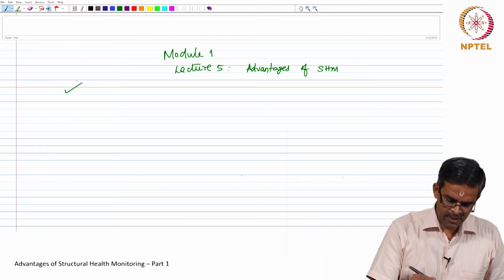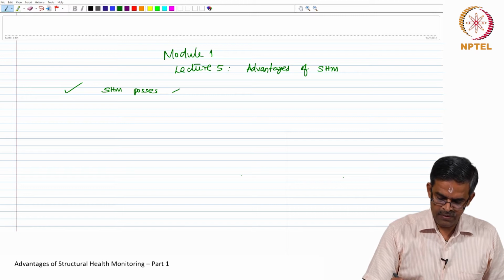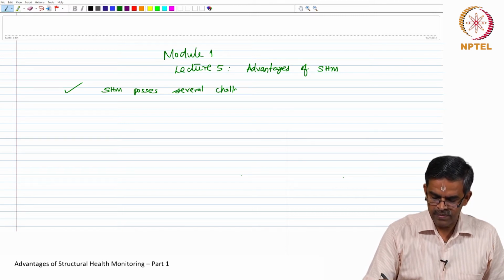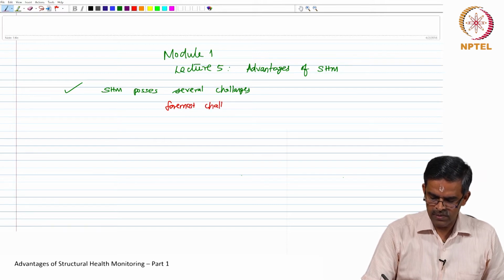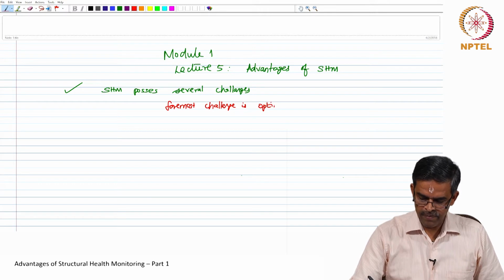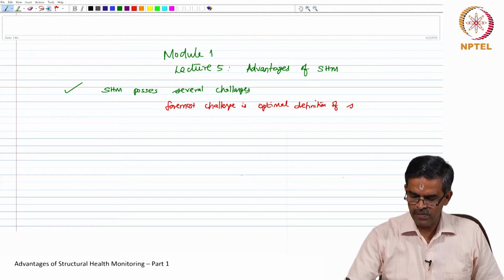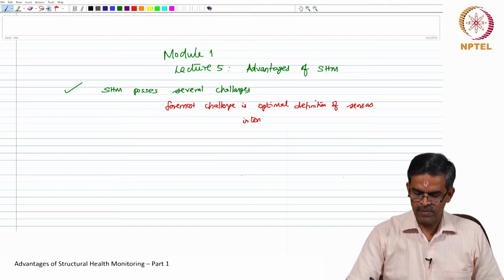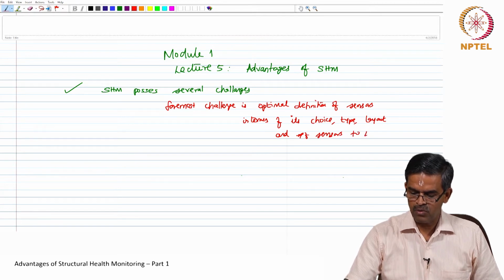So, having said that, structural health monitoring possesses several challenges. We know the foremost challenge is optimal definition of sensors in terms of their choice, type, layout and number of sensors to be deployed.